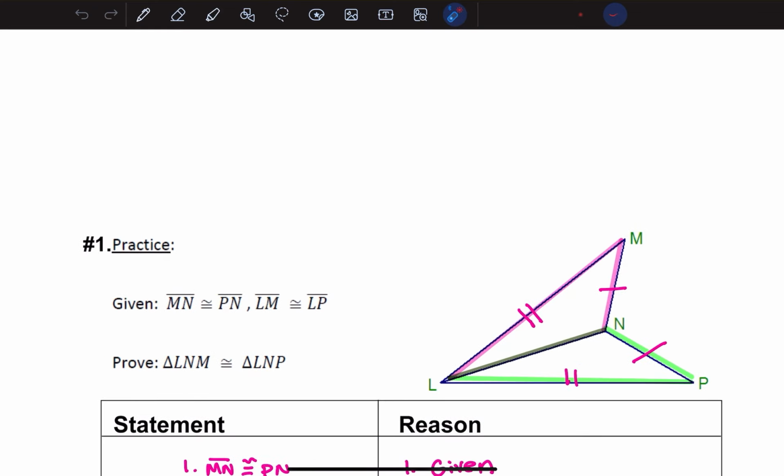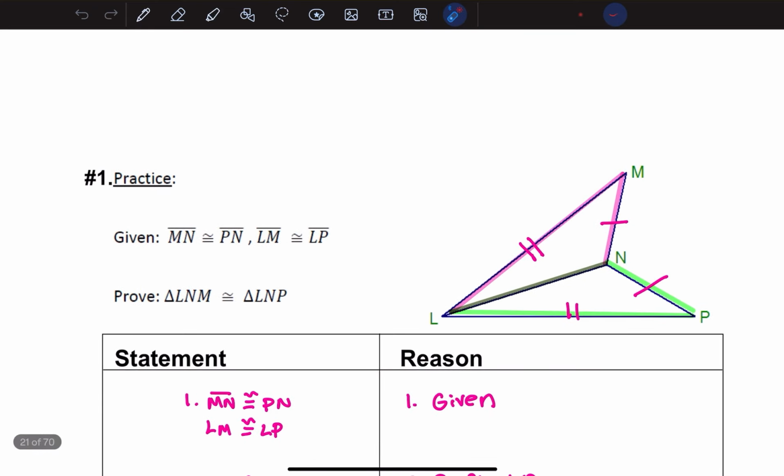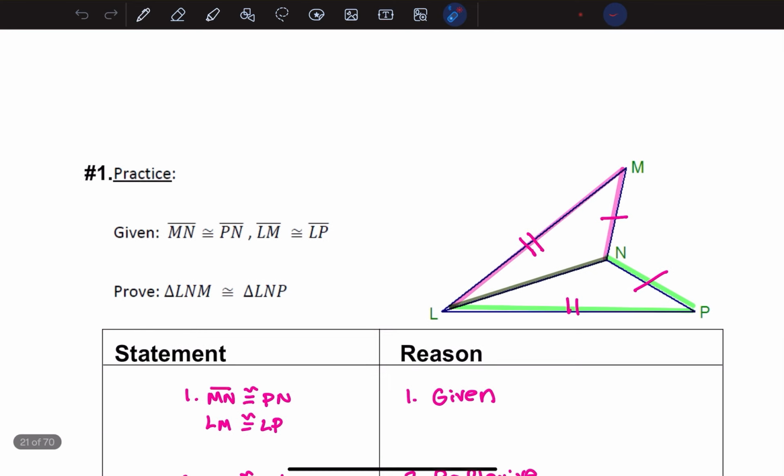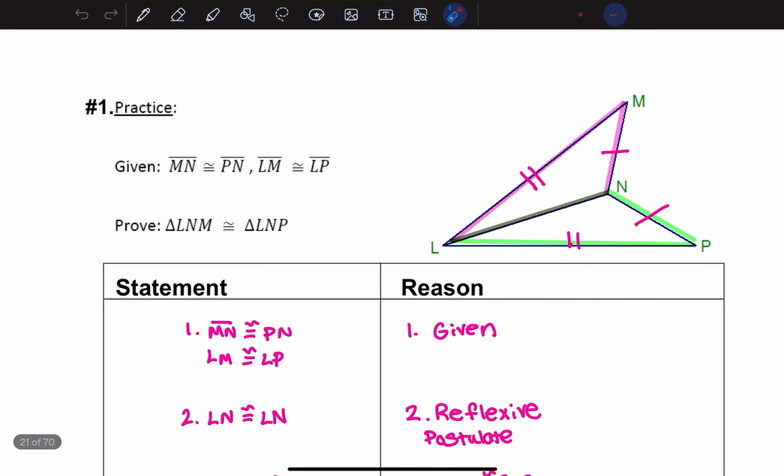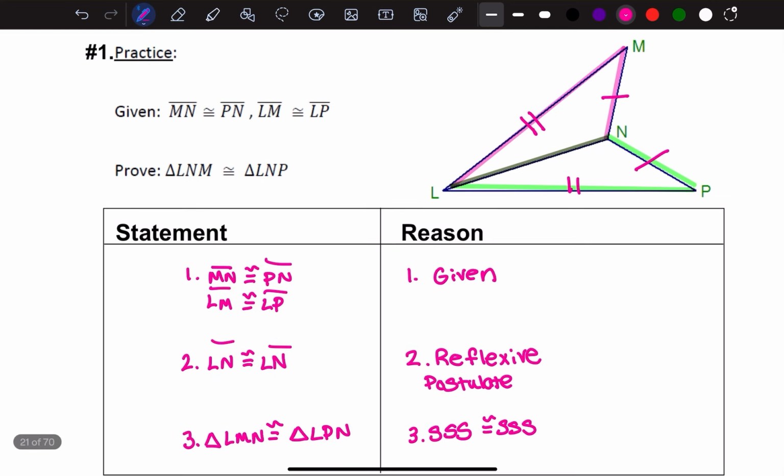So how do we write this out? Start with your given information. Use the reflexive postulate to say that LN is congruent to LN. There should be little lines over all of these. Let me fix that, because these are segments. And then we can say, because of this, there are 3 congruent sides, side, side, side, so the 2 triangles are congruent.